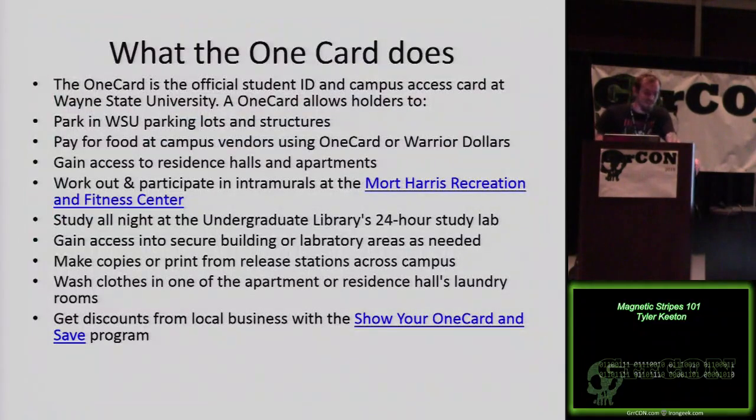So here's a list of everything that the 1 card does. You can pay for food, you can park, you can use the gym, you can study at their study lab, you can make copies. There's even stores around Wayne State campus where you can make purchases with your Wayne State 1 card. Your card is connected to an account that you can put money into, or your parents put money into. Normally when you swipe on Wayne State campus, at their point of sale systems, a picture comes up. Cool, perfect. But off campus at the stores that do accept it, they don't have the same POS systems, and your picture does not come up.